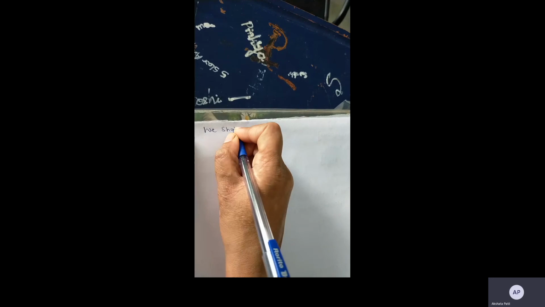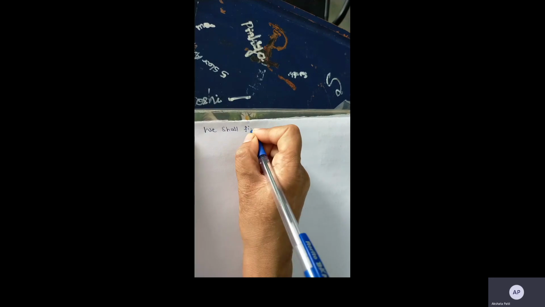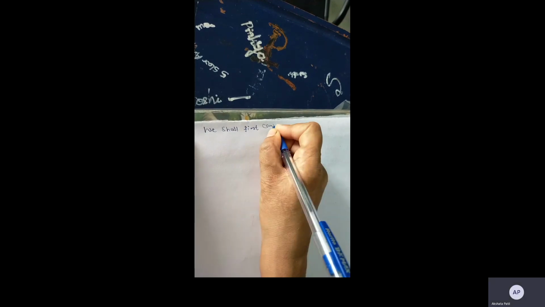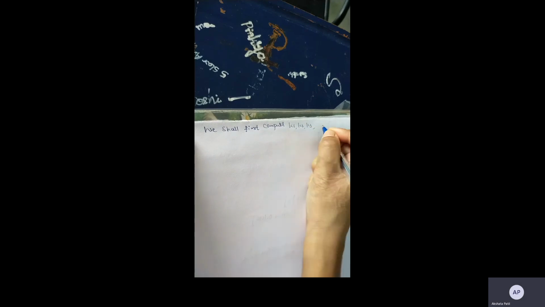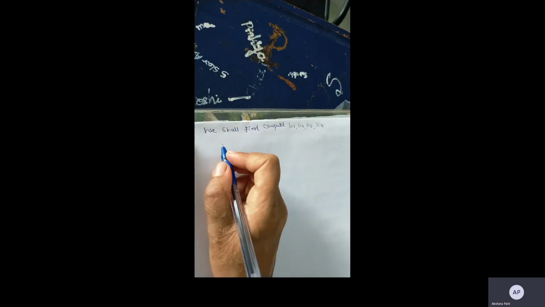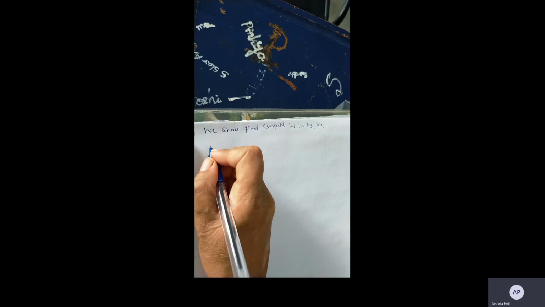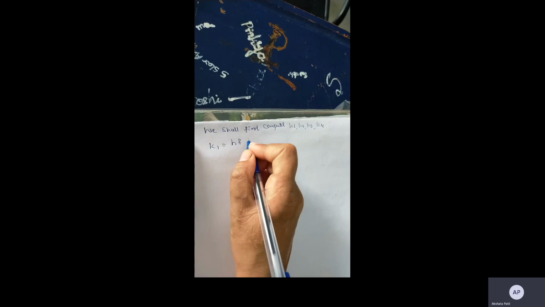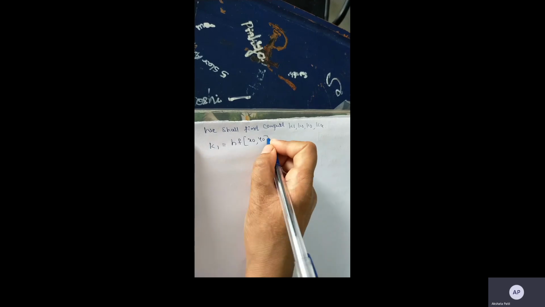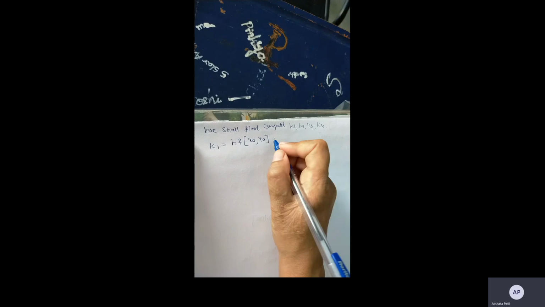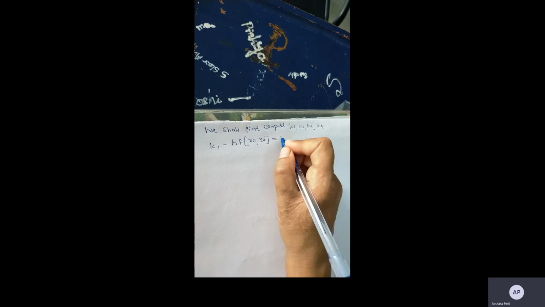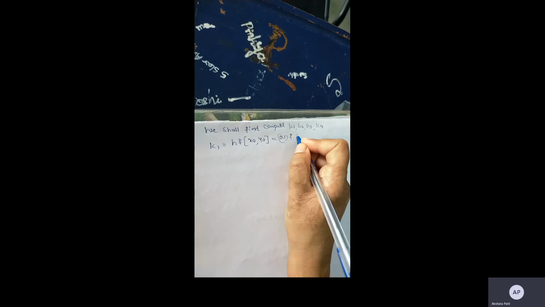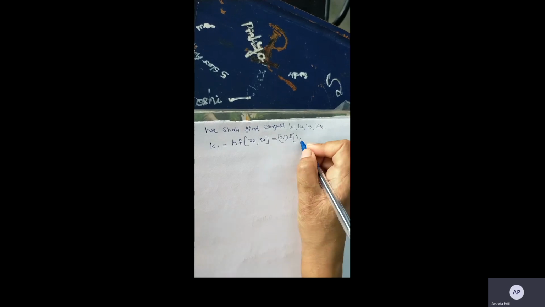We shall first compute K1, K2, K3 and K4. So write it down. k1 is equal to, the formula is h into the function of x0 comma y0. We know the value of h, x0 and y0, so substitute here. We can write 0.1 into the function of x0 value 1 and y0 value 3.